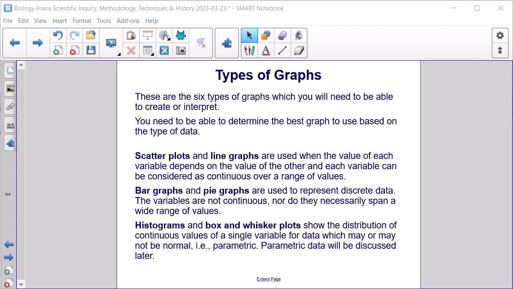Histograms and box and whisker plots show the distribution of continuous values of a single variable for data which may or may not be normal, i.e. parametric. Parametric data will be discussed later.